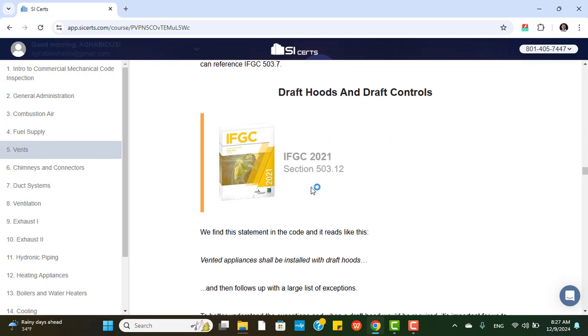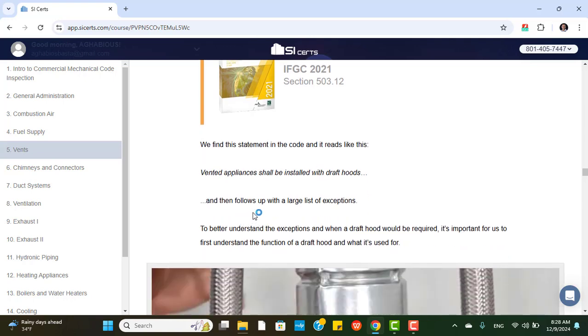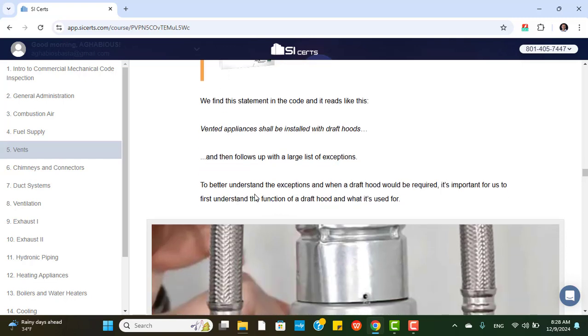International Fuel Gas Code 2021, section 503.12. We find this statement in the code, and it reads like this: Vented appliances shall be installed with a draft hood, and then it follows up with a large list of exceptions. To better understand the exceptions and when a draft hood would be required, it is important for us to first understand the function of a draft hood and what it is used for.